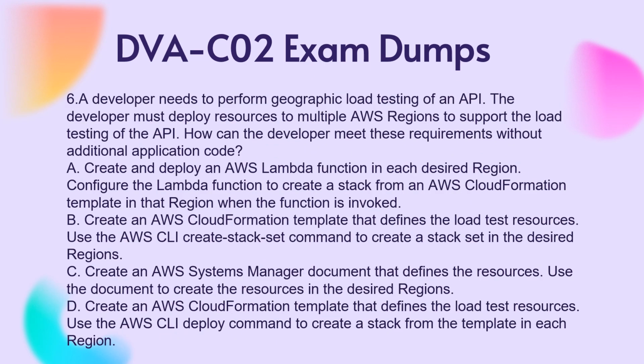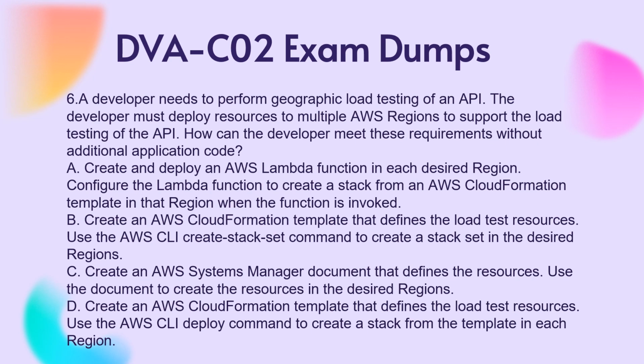6. A developer needs to perform geographic load testing of an API. The developer must deploy resources to multiple AWS Regions to support the load testing of the API. How can the developer meet these requirements without additional application code?